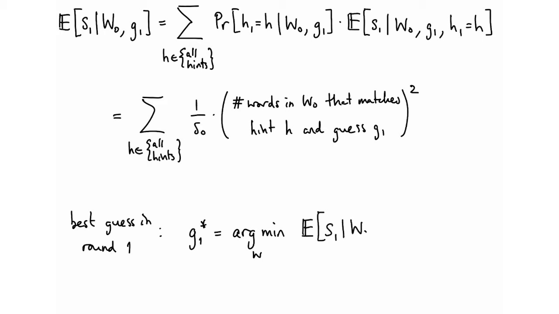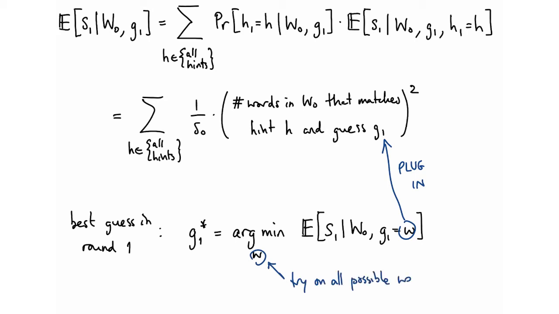So in order to find it, we can just simply try plugging in different words, different guesses, into the expression, and see which one gives us the lowest possible value. And that's basically it. This summation can be worked out rather simply. It's a bit computationally expensive, I'll get to that in a second, but it technically could be worked out because we know what W0 is. We can just iterate through every single one of those and figure out which hint it corresponds to, and then just do the summation accordingly.